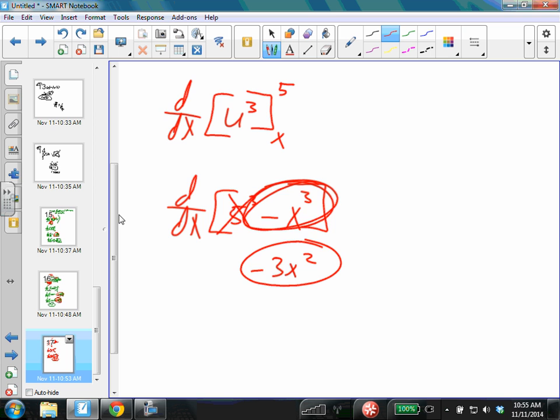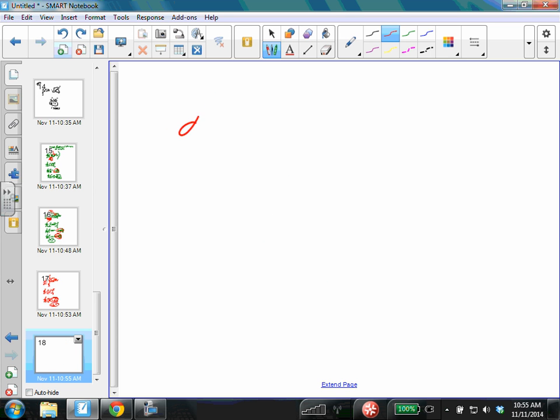Does that make sense? Okay, so let me give you something that looks like this. Let's just try a few of these simple ones and see if you can tell me exactly what they're going to be.